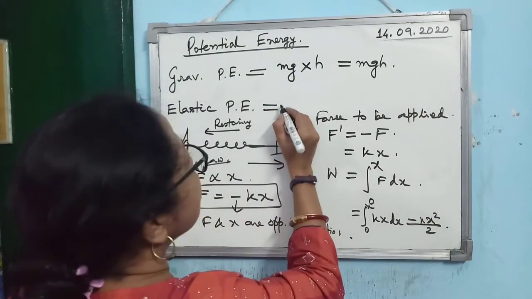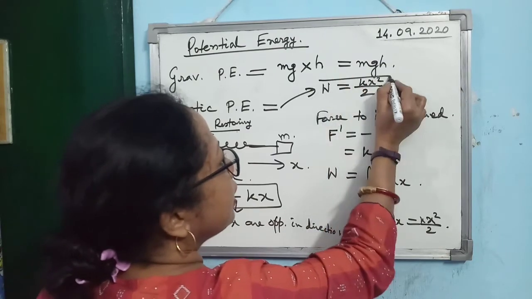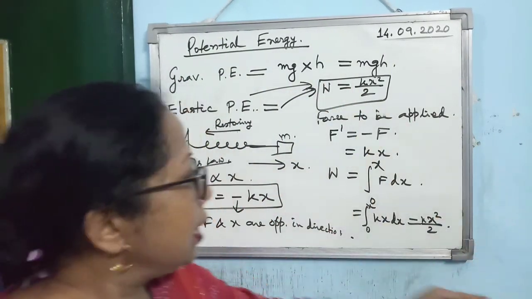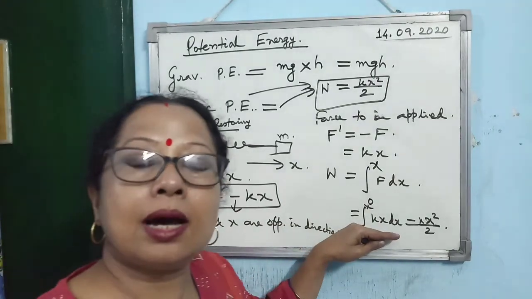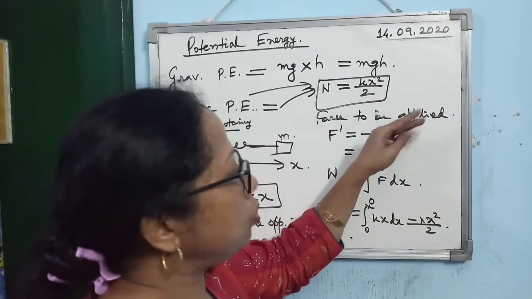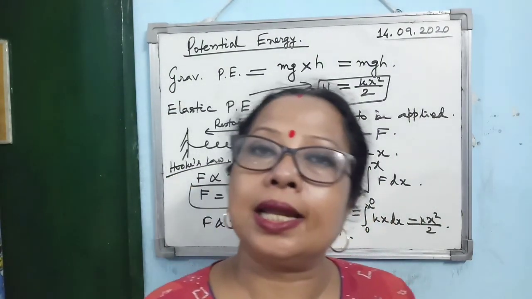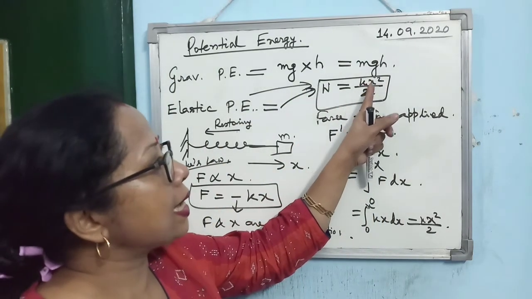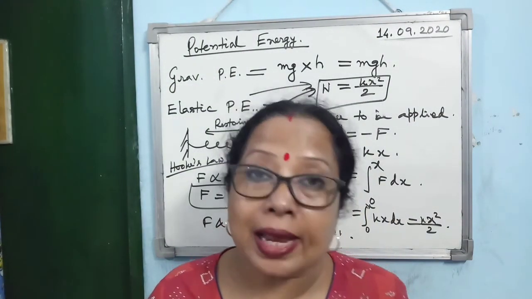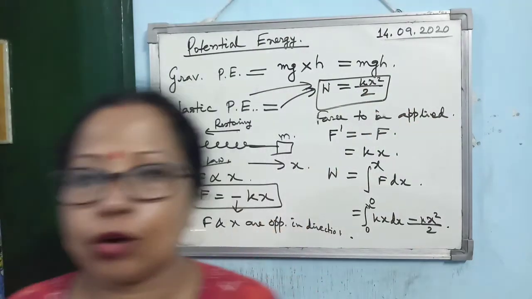What is the ultimate result? That the elastic potential energy is equal to work done, equal to kx square by 2. This is the elastic potential energy. So, remember the result. I repeat, this part you may not understand because the mathematical analysis I have not taught, so only remember the result. What is the expression for elastic potential energy? Elastic potential energy is given by kx square by 2. k is known as the force constant or spring constant, which depends on the nature of the material of the spring, and x is the displacement of the spring.